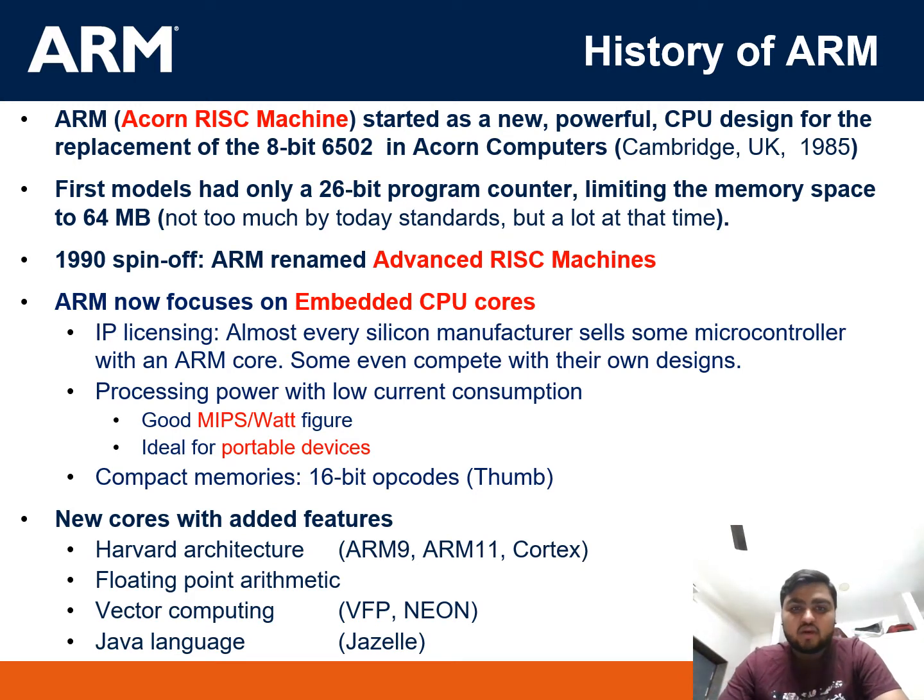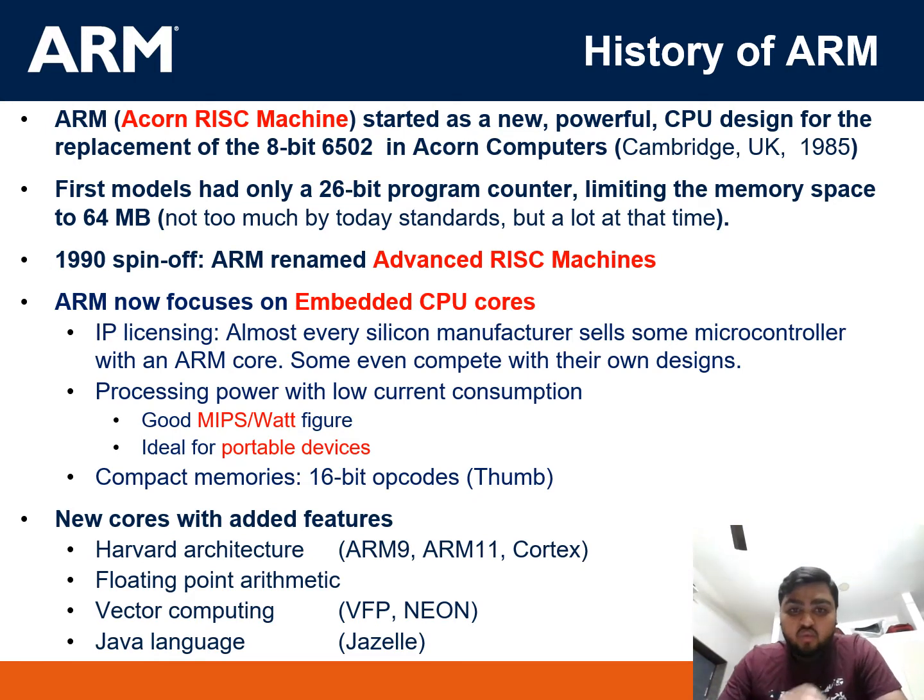ARM now focuses on embedded CPU cores. Basically, ARM now only focuses on these CPU cores. What is the meaning of IP licensing? IP licensing: almost every silicon manufacturer sells some microcontroller with an ARM core, some even complete with their own design.